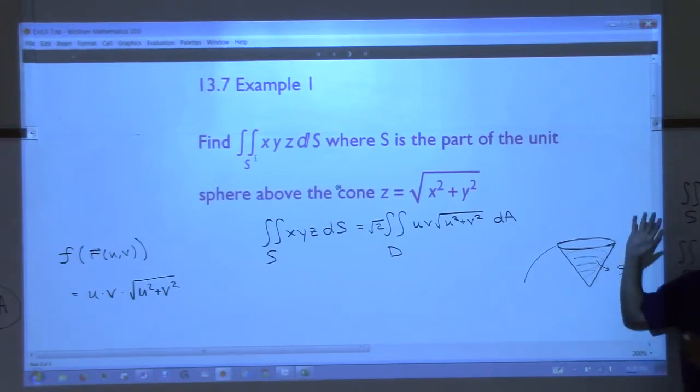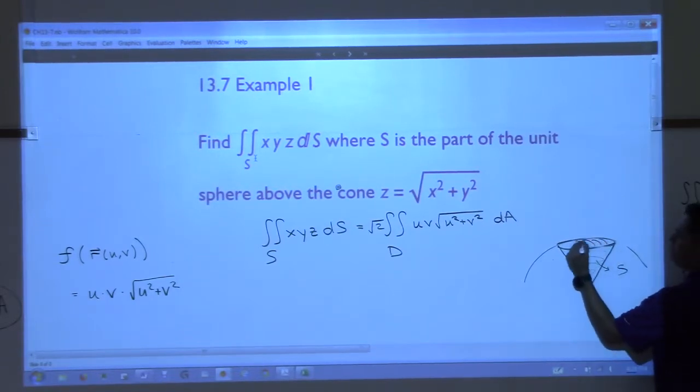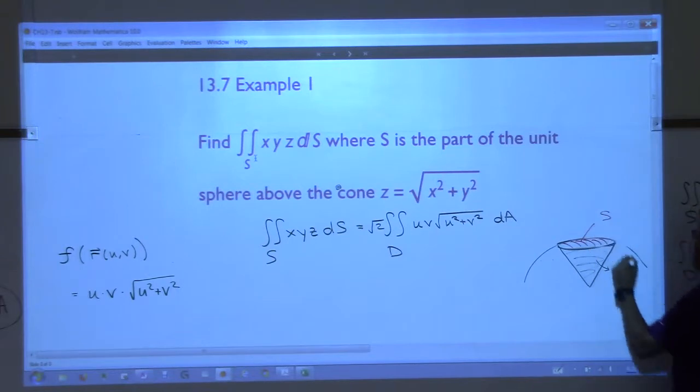That's not the way the problem is worded, because the sphere itself is above the cone. The way this is talking about the surface is this top piece up here. That's what S should be. Do y'all see the difference between that?